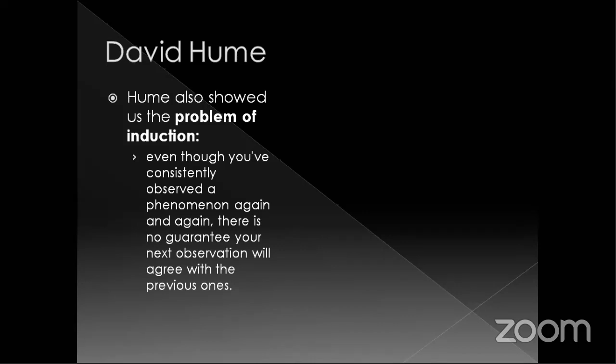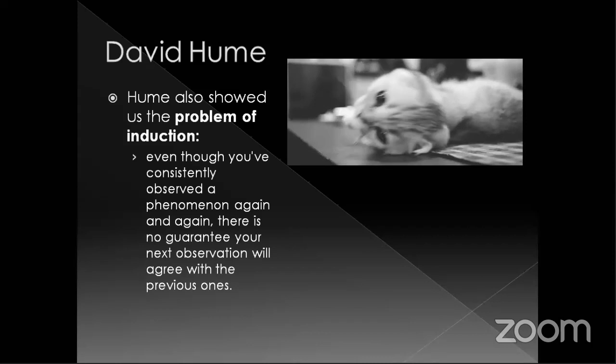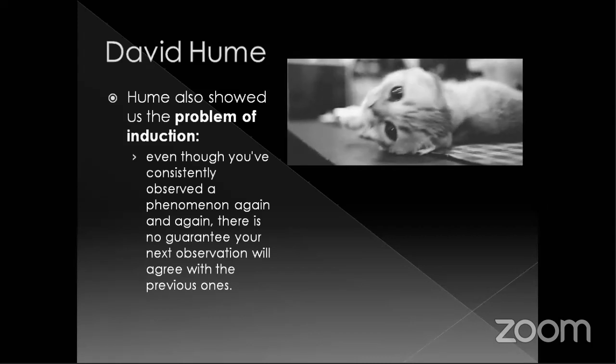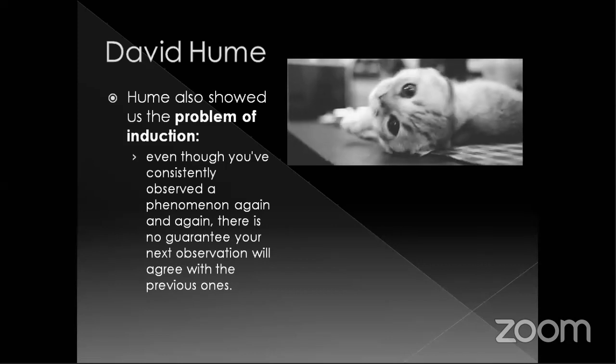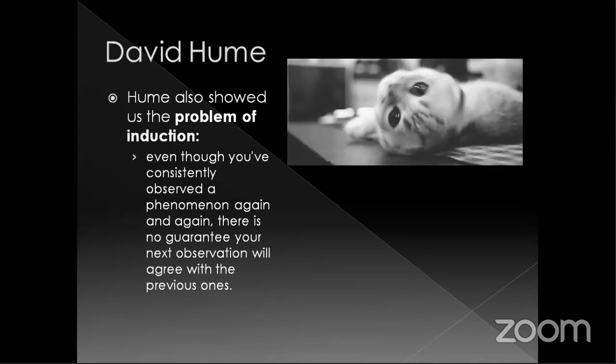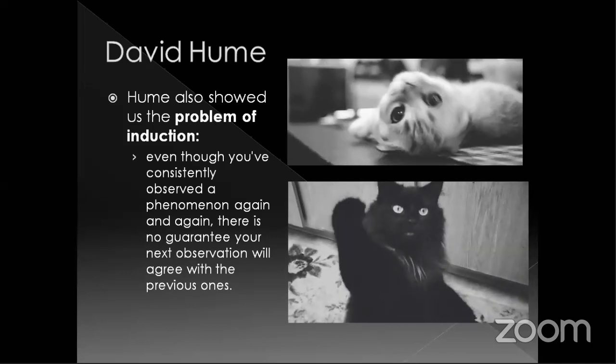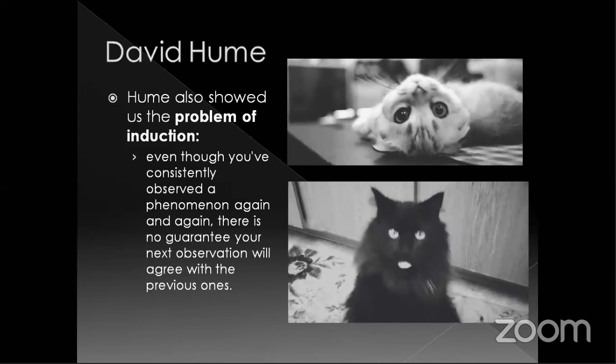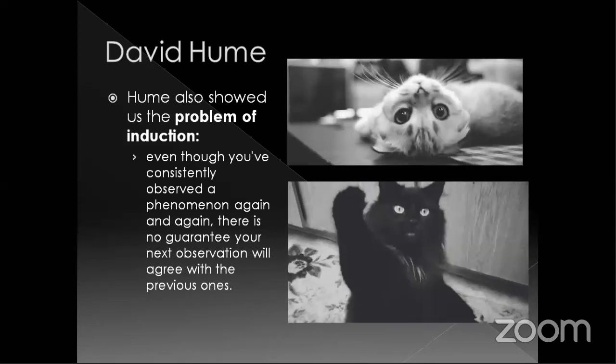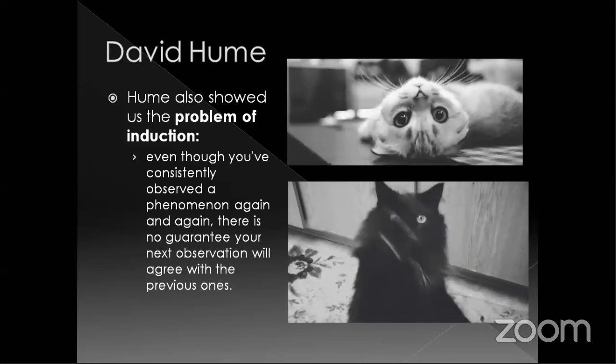Hume also showed us the problem of induction. Even though you consistently observe a phenomenon again and again, there is no guarantee your next observation will agree with the previous ones. Say for example, you see white cats regularly, and you say that, well, the cats are white. You repeatedly saw a particular phenomenon, and you conclude something. But until you see a black cat, you are quite contented with the observation that cats are white. But when you see a black cat, your induction has a problem.